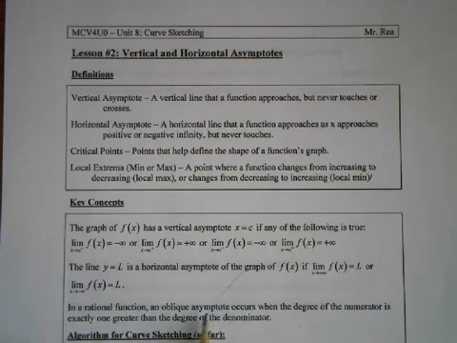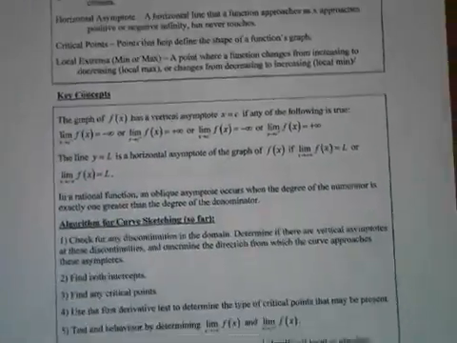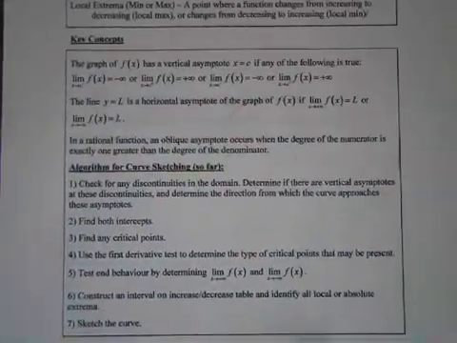Okay, we do have an example where we find the oblique asymptote, but if you have any rational function, it's not listed here. If the rational function, the numerator's degree is less than the denominator's degree, then you will have a horizontal asymptote.